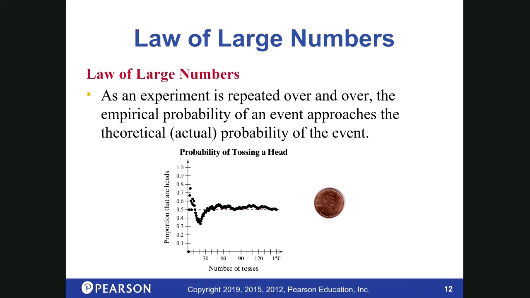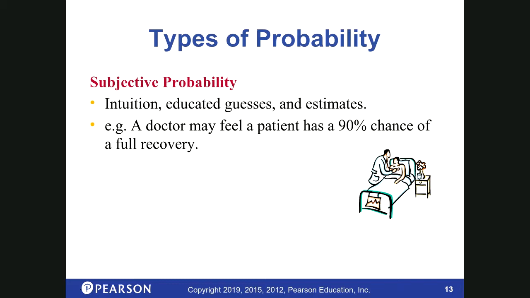There's one more type of probability. This one we don't run into very much, but you've probably seen this. And this is called subjective probability. This is not ideal. It's not based on observations or outcomes. It's purely a guess or an estimate. So the example they give is a doctor may feel a patient has a 90% chance of a full recovery. Now, if that's based on that patient's situation and previous observations, it would become empirical probability, but it's purely the doctor looking at this guy and saying, I think he has about 90% chance of a full recovery. That's just his educated guess, and that would be subjective. We won't run into that very much.